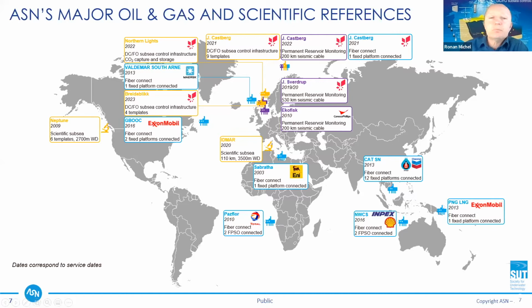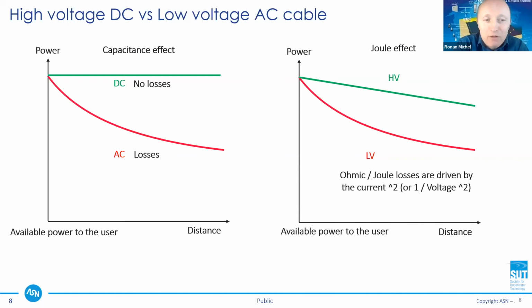So first, we need to talk a little bit about some facts of physics, so everybody, I want to say a bit on what is DC versus AC, because not everybody may be familiar or have this fact in mind. So first of all, on an AC cable, you have some capacitance effects due to the frequency and the capacitance of the cable. You have capacitance losses.